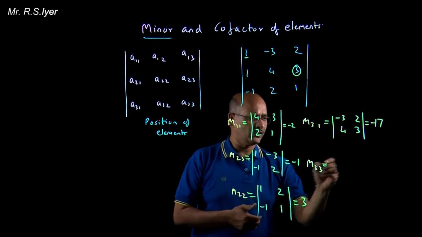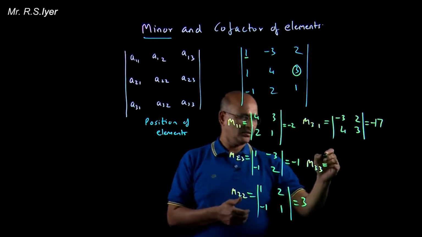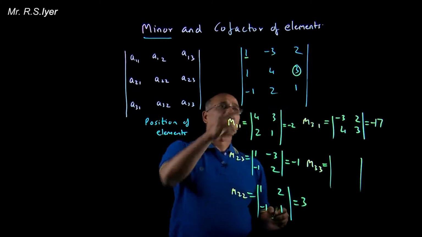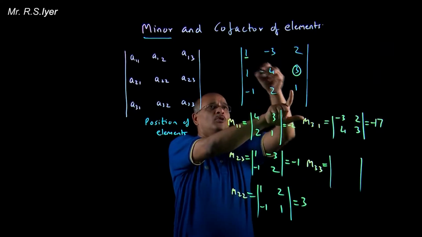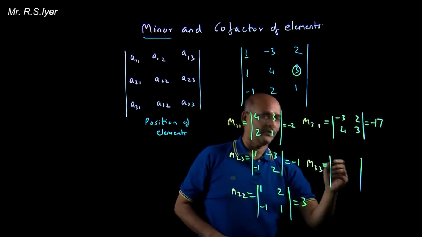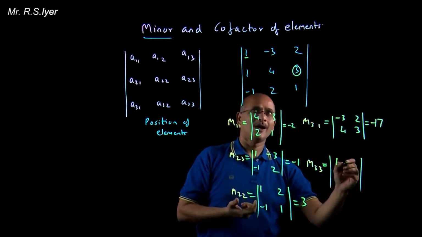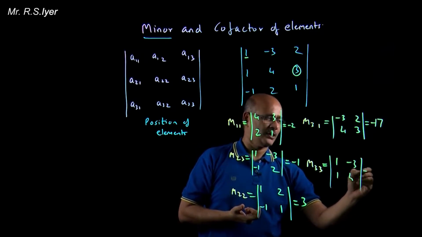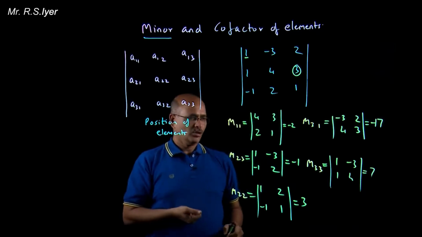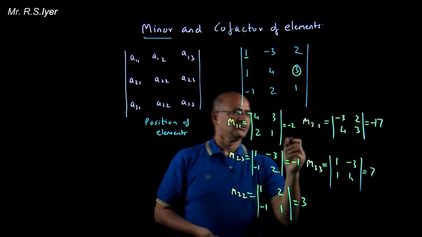Similarly, let us come to 3, 3. Now, if I see 3, 3, it is here. So, 3, 3 is here, that is 4 plus 3, that is 7. Oh, sorry, I just wrote it out. 1 minus 3, 1, 4, answer is 7. So, what are these values?